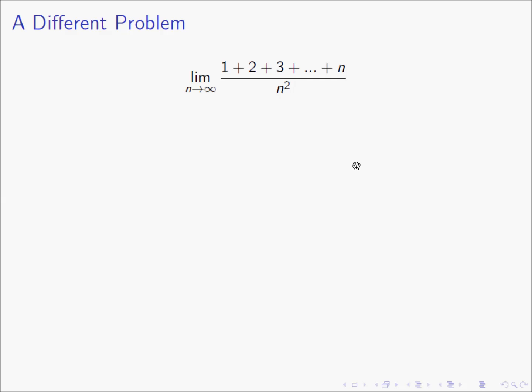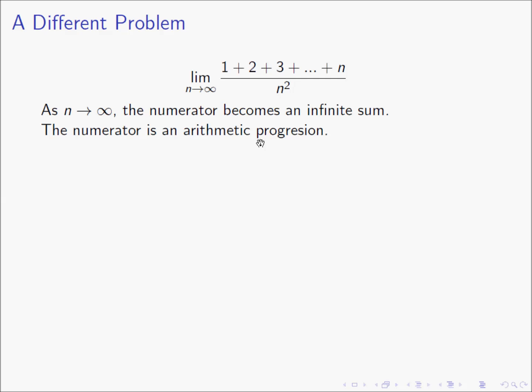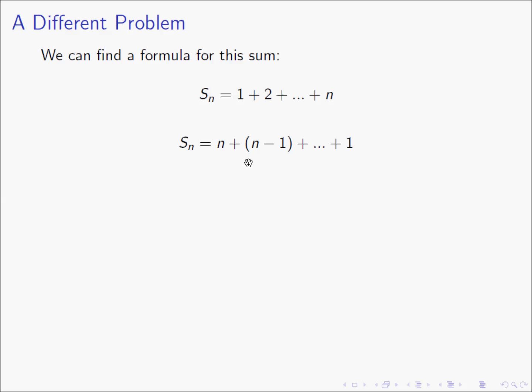We can see that the numerator is an arithmetic progression. It is a special type of sum. So there is a way to find a formula for the sum of an arithmetic progression. We can write the sum like this, or we can write it like this. Here we only rearrange the order of the terms. Here we start with 1, and here we start with n, and we go decreasing from n to 1.